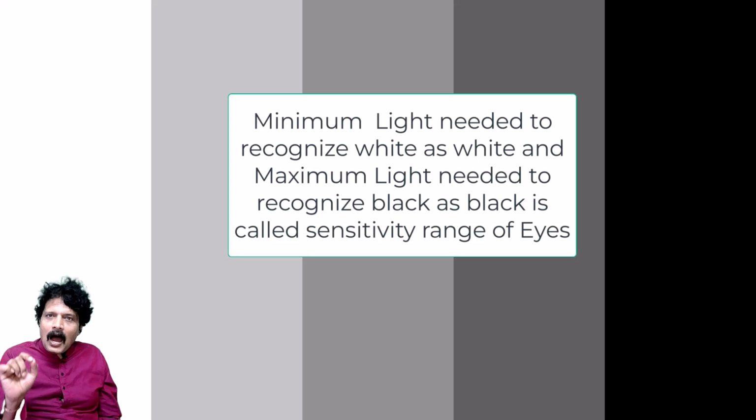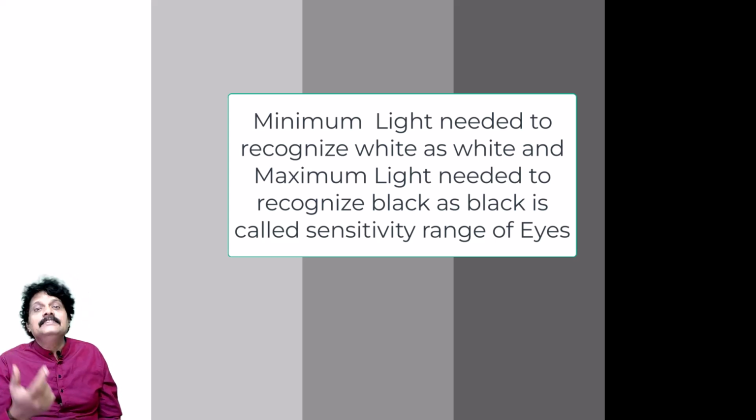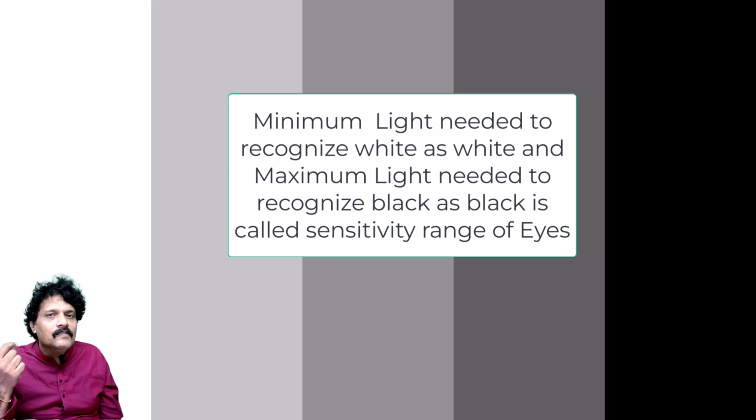So in our eye, between the black and the white, between the darkest area and the brightest area, the brightest area will have a value and the darkest area will have a value. So if our eye can sense 100 watts as white, then we call this the eye sensitivity. Say for example, different animals have different sensitivity values.